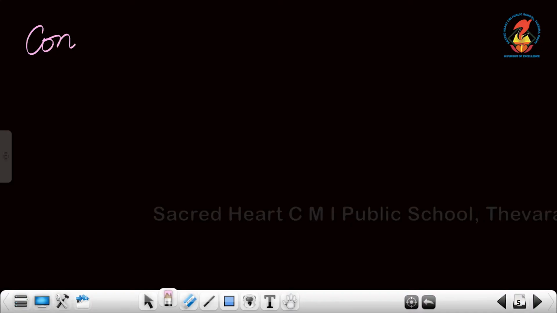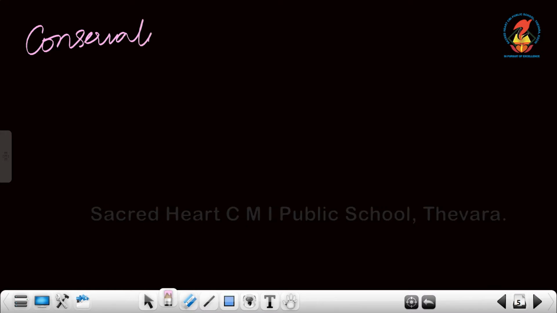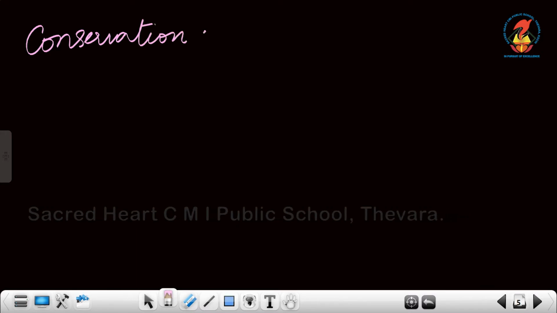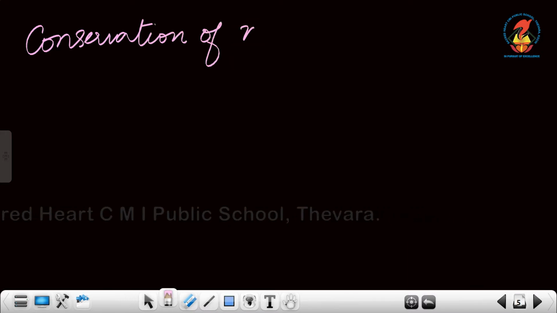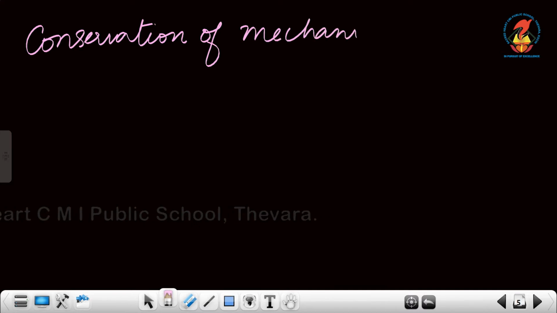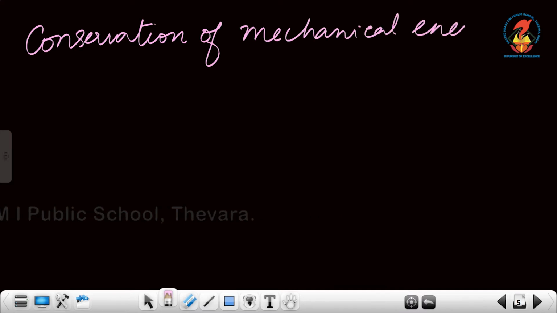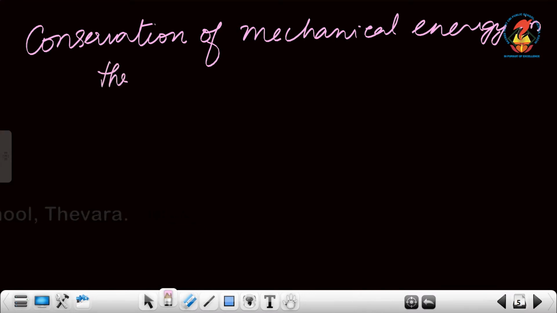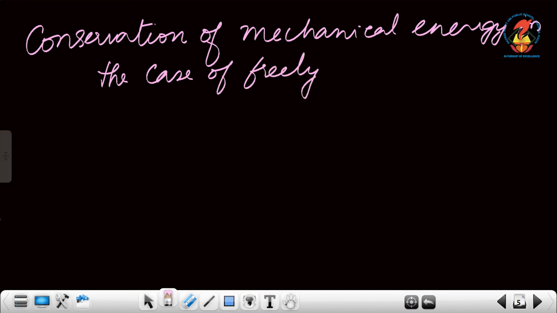Conservation of mechanical energy in the case of a freely falling body.